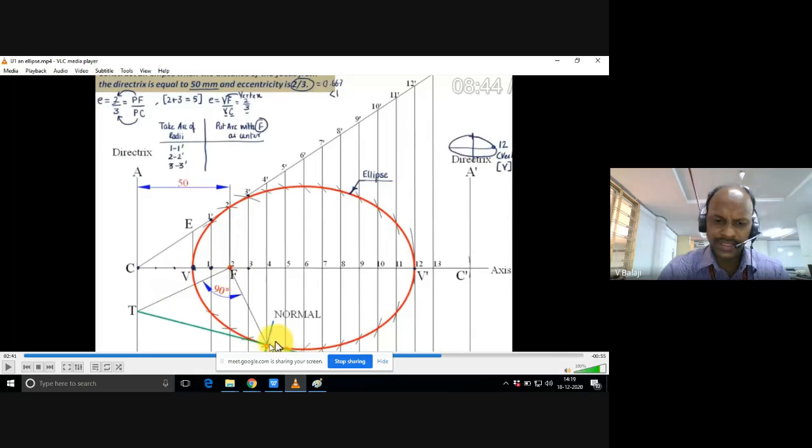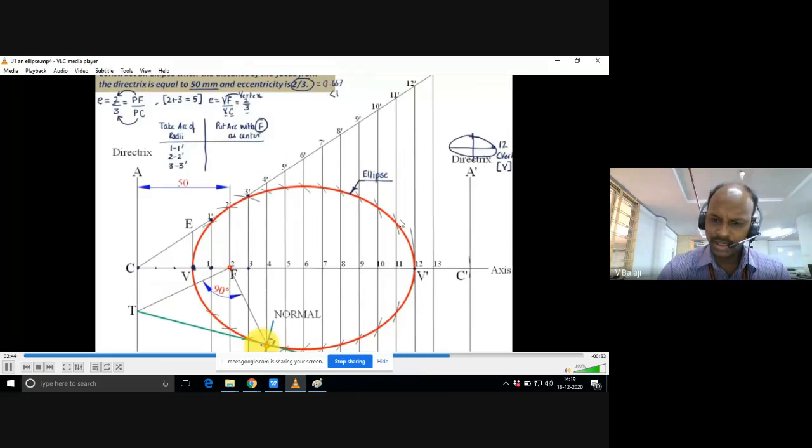I think you understood, right, how to draw normal and tangent at any point on the curve. If you take a point somewhere else, again join that point to the focus, draw one perpendicular onto the directrix, join that point to the given point, and draw the normal and tangent at that particular point.